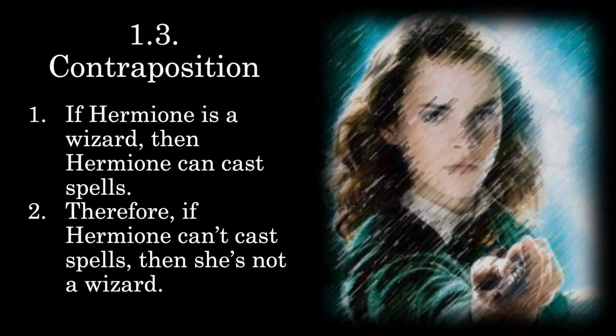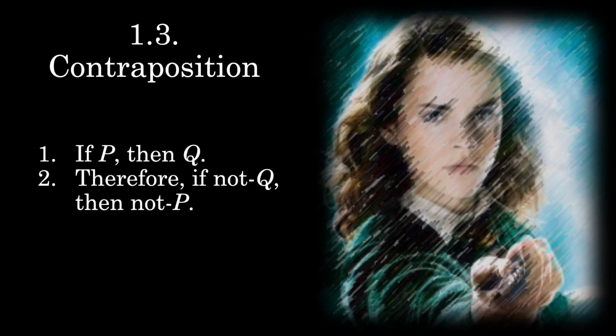Next, let's look at contraposition. Here's an example. If Hermione is a wizard, then Hermione can cast spells. Therefore, if Hermione can't cast spells, then she's not a wizard. Here's the more general framework for contraposition. If P, then Q, and from this you may infer, if not Q, then not P.